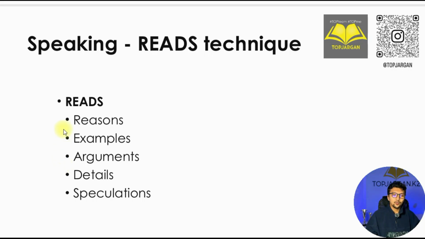Okay, then you have arguments. It's quite similar to reasons, but you provide more detailed arguments, okay? And then you have details. You can fill your answer in with some details. My cat is brown, it's very fluffy, sometimes it's lazy, and so on, okay? Or speculations. It means that you speculate, you make up your answer a little bit.